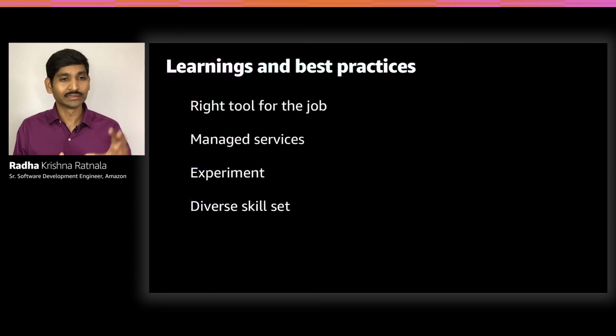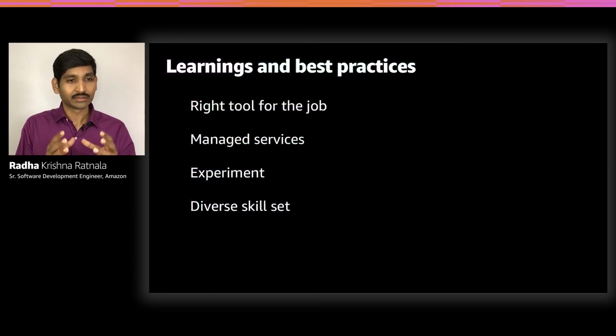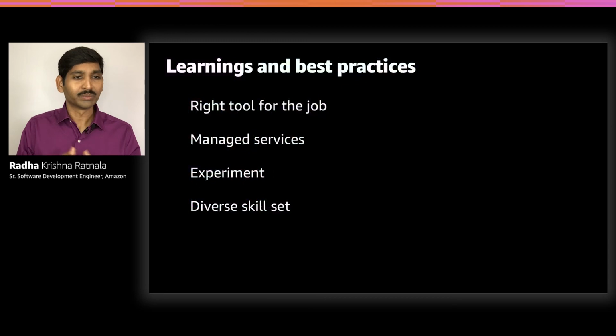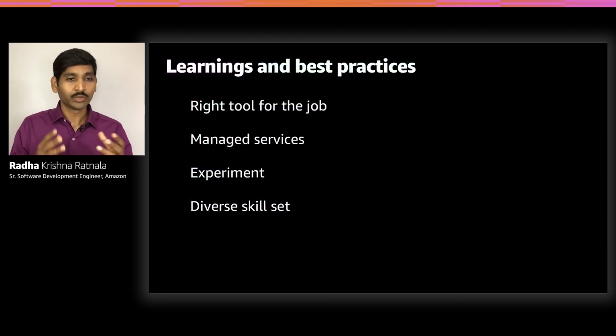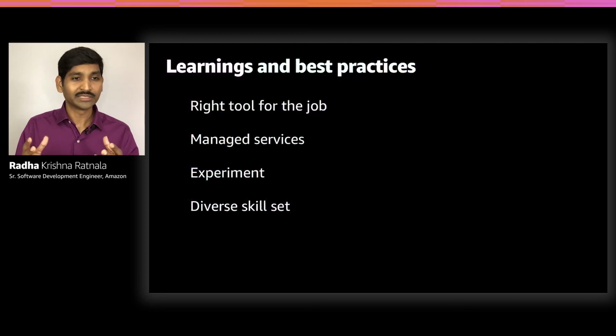The second one is AWS is a game changer for us. We are able to use the managed services to handle scale or reliability, and then we were able to focus on the business problem, and deliver this solution in months using a few team members. Experimentation is the key. We are able to experiment with different kinds of machine learning models and different AI services.